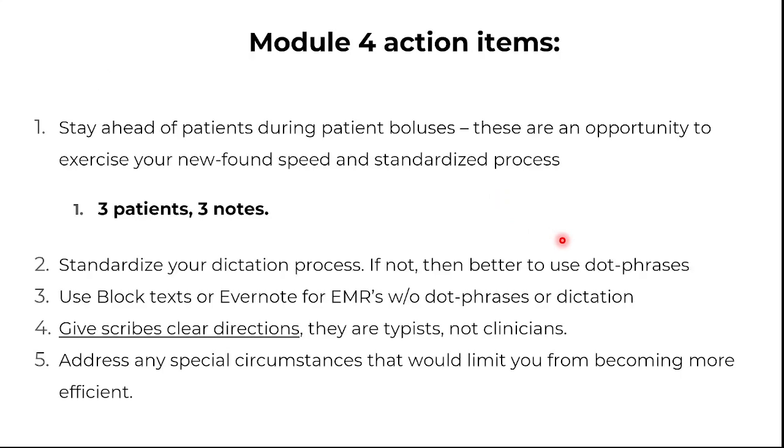Here are some action items that we can utilize to enhance our note writing speed and our scribes' note writing speed. So one for us is staying ahead of patients during patient boluses. These are an opportunity to exercise your newfound speed and standardization processes. 3 patients, 3 notes, that's generally what we're aiming for. But if we have the capacity to see 4 patients and still remember and write their notes, we can go ahead, but we want to make sure that time is not crawling past us, and now we're letting that build to 5, 6, 7, or 8 patients that we do not have notes completed for.